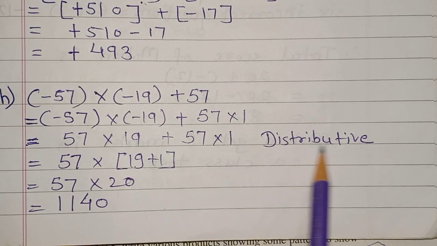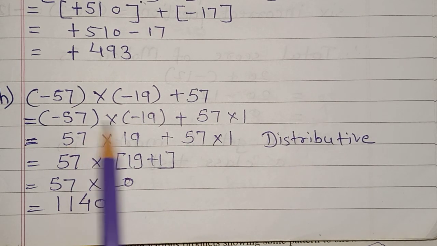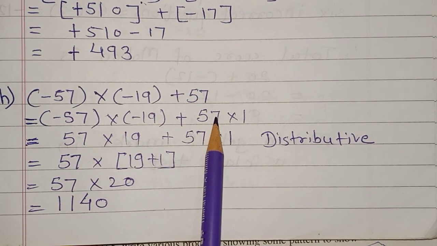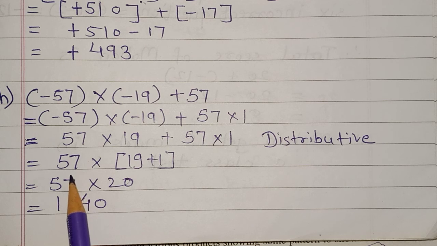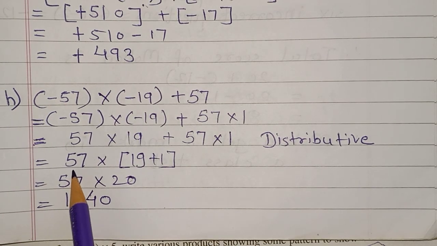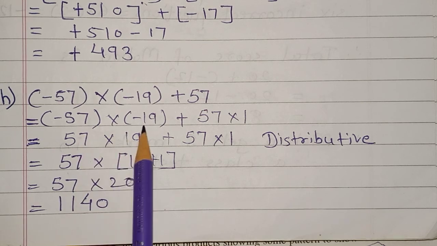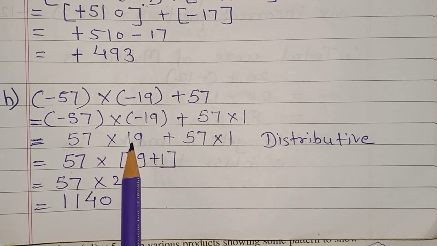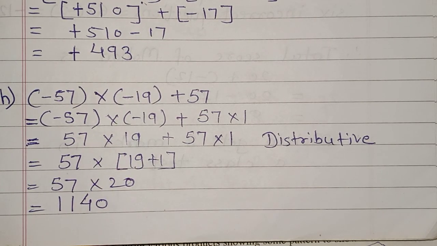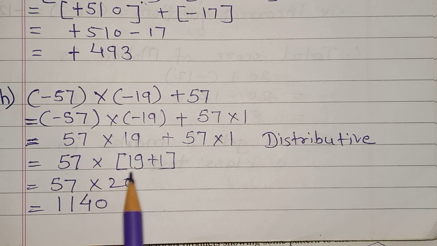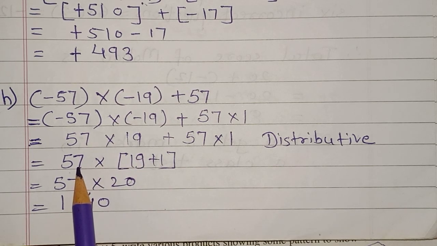Now I have used the distributive property. See, 57 is common from both the sides. So I have taken 57 out here. Now before that, minus into minus gives the answer positive. So I have converted them into positive integers. Now from both the side I have taken out 57.